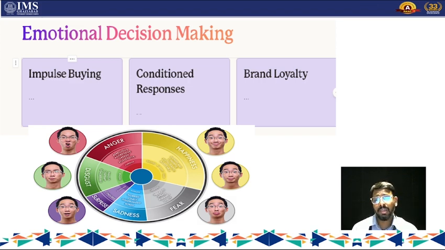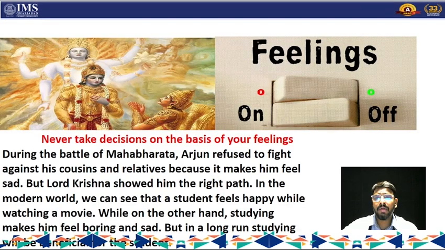Next, if I talk about emotional decision making, yes, I have a very good example, that there are a lot of consumers who take decisions on an emotional basis. A totally emotional decision is very fast in comparison to a rational decision. The first is impulse buying, conditioned response, and brand loyalty. Once we talk about emotional decision making, I have taken one example from the Mahabharata: never take decisions on the basis of your feelings.